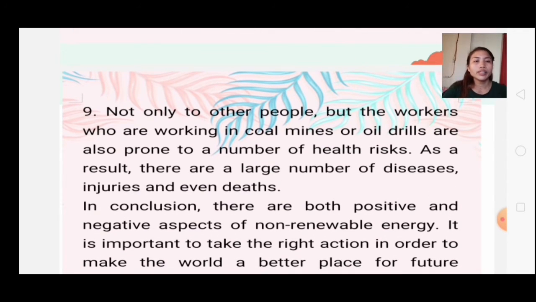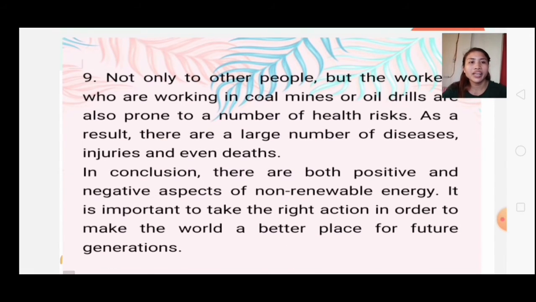Not only to other people, but the workers who are working in coal mines or oil drills are also prone to a number of health risks. As a result, there are a large number of diseases, injuries, and even deaths. In conclusion, there are both positive and negative aspects of non-renewable energy. It is important to take the right action in order to make the world a better place for future generations.